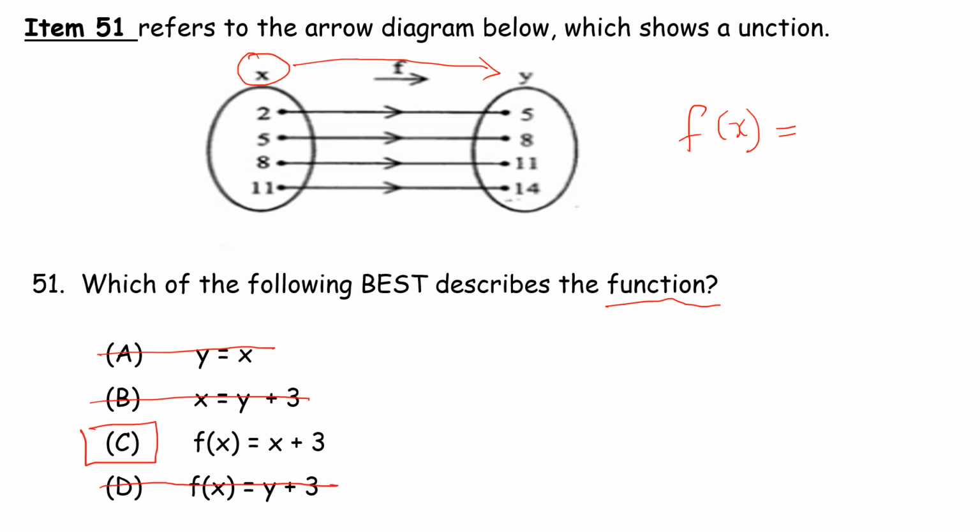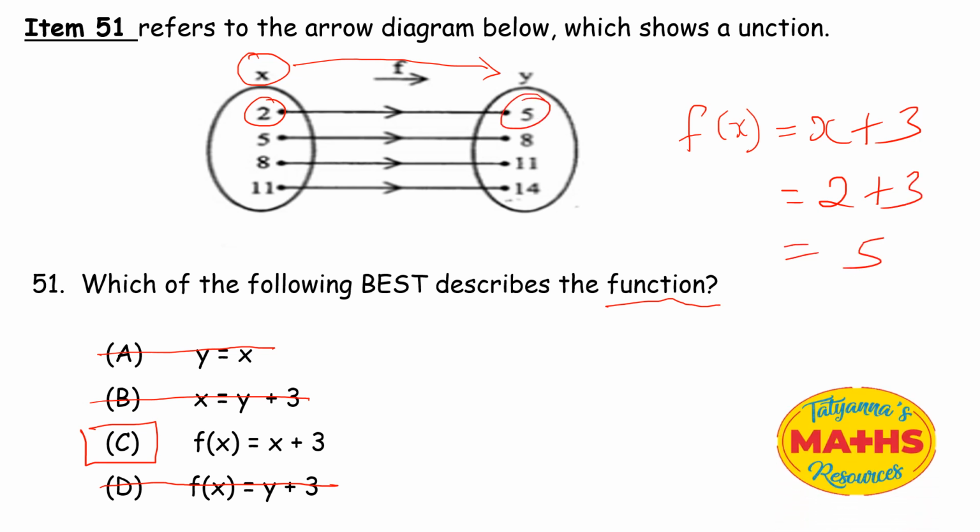f of x is equal to x plus 3. And we can check, because if we substitute the first value for x, 2, and we add 3, we are going to get 5. So the answer is C.